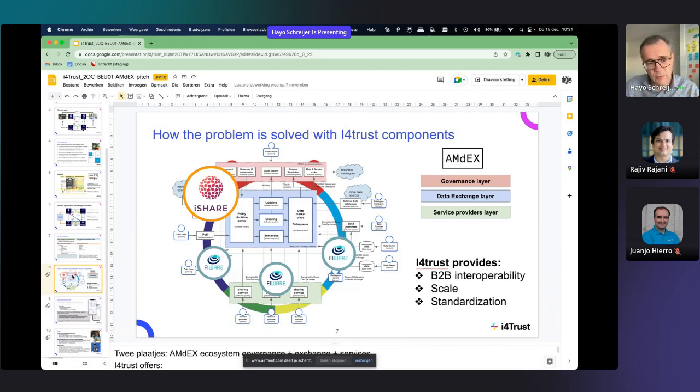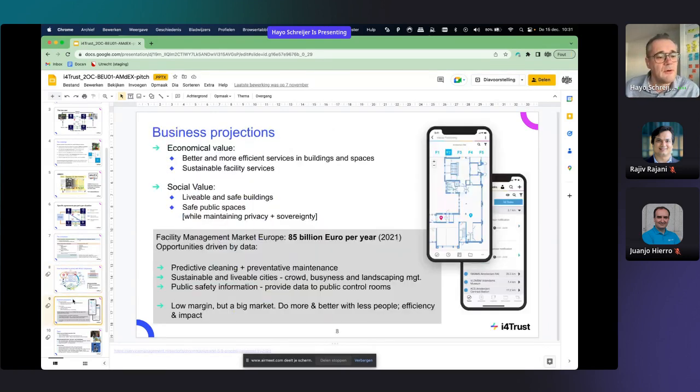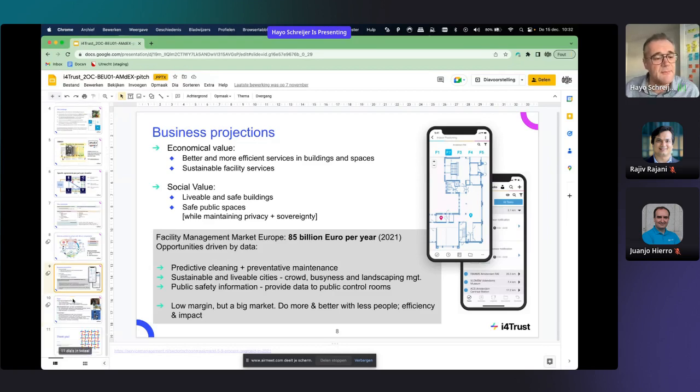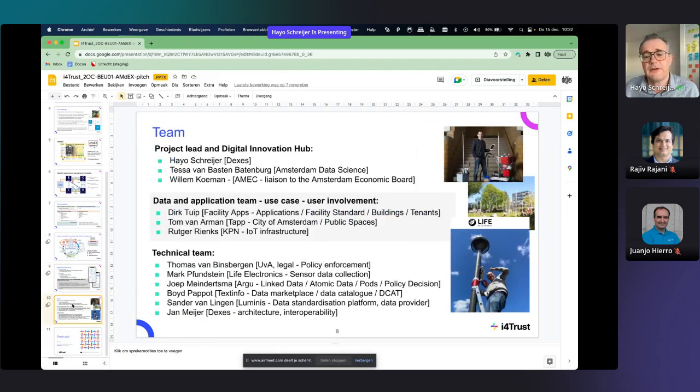So this is how we approach it. Also, we have a lot of goals. I won't say them, but the goal is clear. We should make sharing of data easier, so parties like cleaning companies, security companies, and public service companies can actually use this data. And the last picture, we have a lot of parties involved. These are all the people involved directly from the partners in this project.